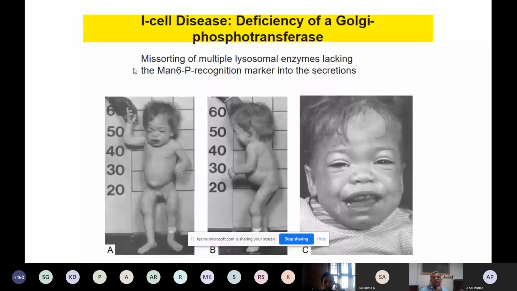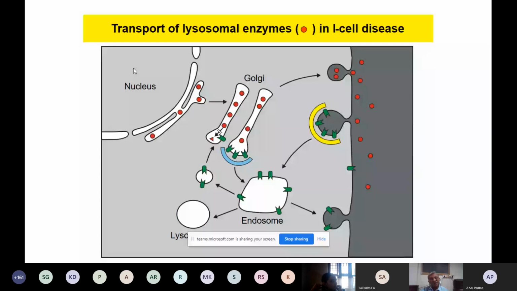So in I-cell disease, which is detected in infants initially, you find that there is a truncated growth and people do not normally survive beyond a particular time period. This is primarily because they lack the lysosomal enzymes, and therefore multiple types of deficiencies occur, resulting in death of the individual.